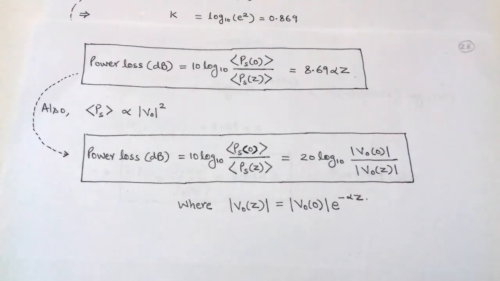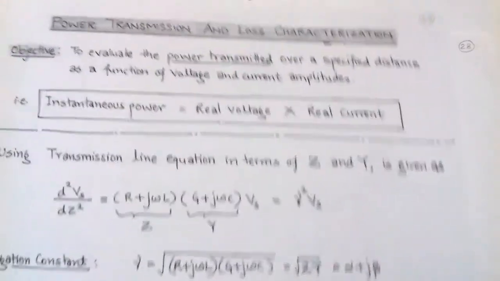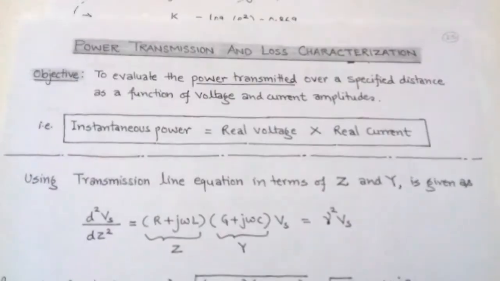So in this way we can determine the power loss in decibels when we take the power in terms of real voltage, that is mod of V naught. So this is about power transmission and characterization, that is the power loss in terms of decibels.